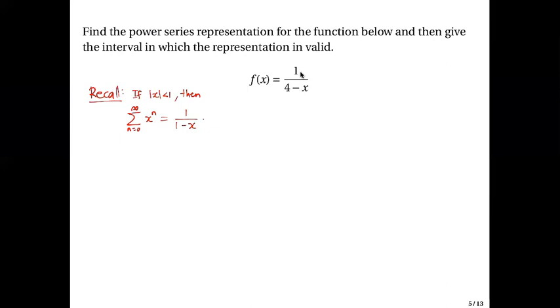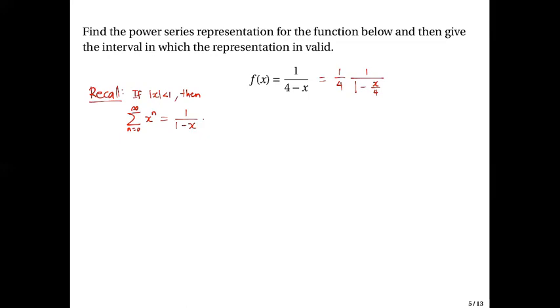So how is this useful? We will try to convert this into the following expression with some modified x here. So what I'm saying is, from this function, if we factor out 4 in the denominator, then this function here can be converted into 1 over 4 times 1 over 1 minus x over 4.